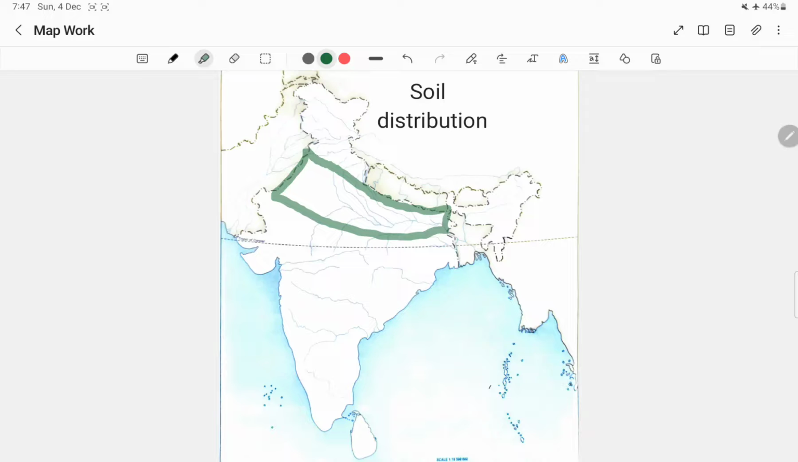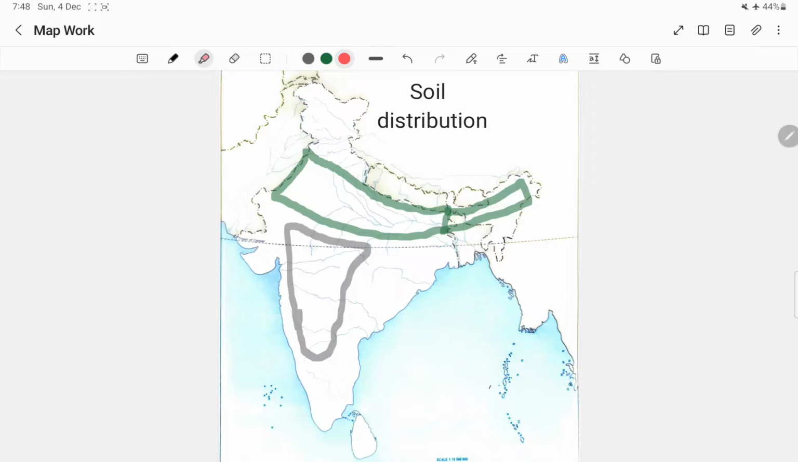After that, you can extend this to here. So this will be the main patch for the alluvial soil. Now after marking the alluvial soil, we will do the black one. So black soil, this will be the main patch for the black soil.